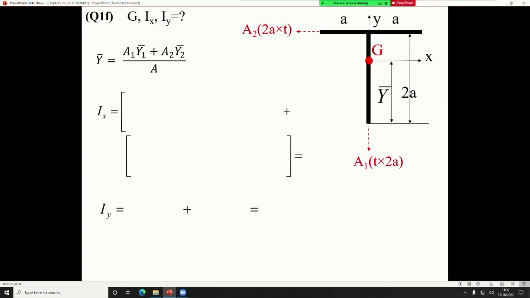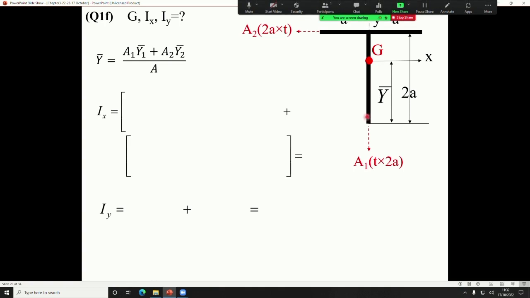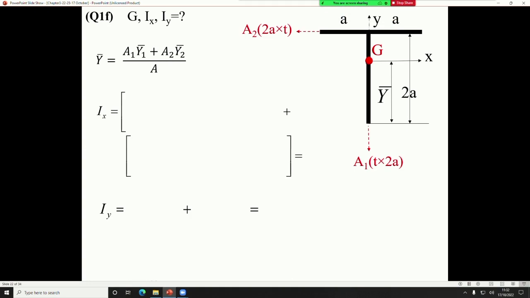Now, assuming we have the reference coordinate system, with x at the bottom of this T section, and y passing through the middle of the vertical wall. So what is y bar 1 equal to? If this is 1, what is y bar 1 equal to? Very good, a. And what is y bar 2 equal to? Nope. y bar 2? 2A. Very good. So y bar 1 is equal to a.